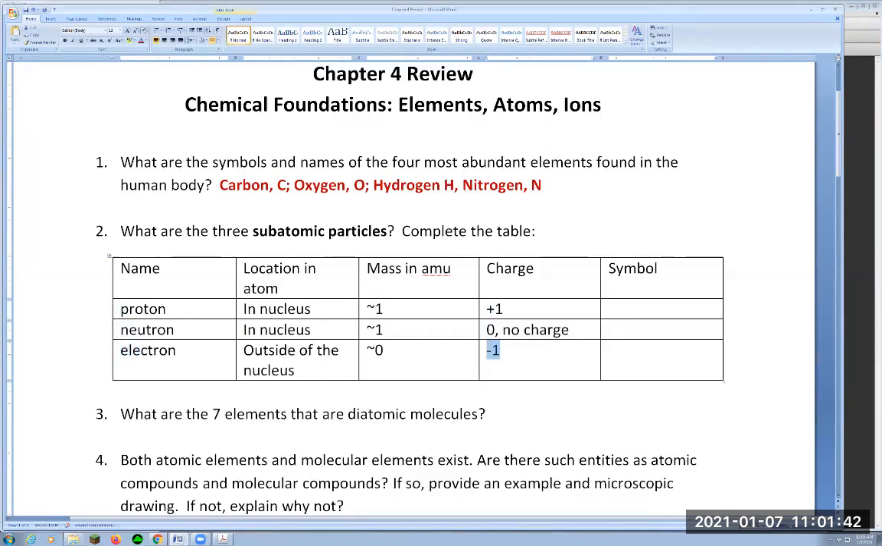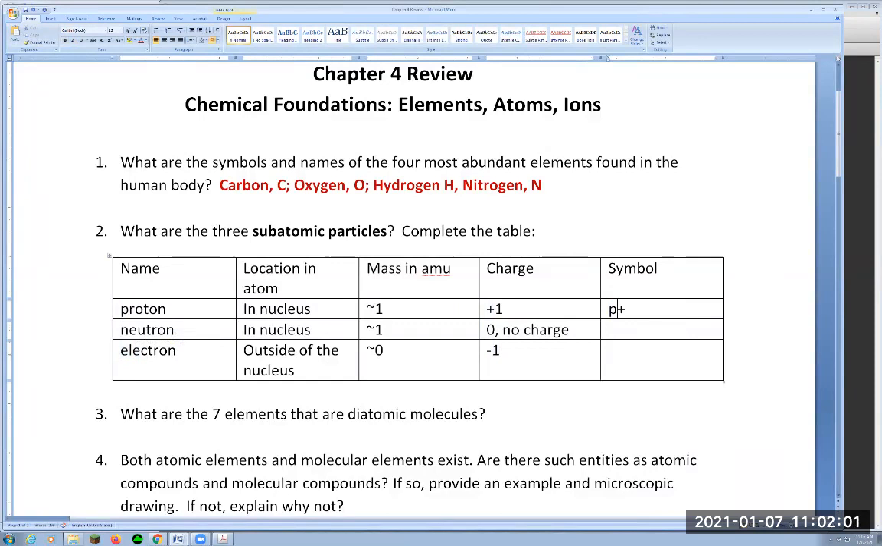Proton and neutrons are easier to remember, and then the other one must be -1. The symbols are typically p plus, but not a capital P, it's a lowercase p.